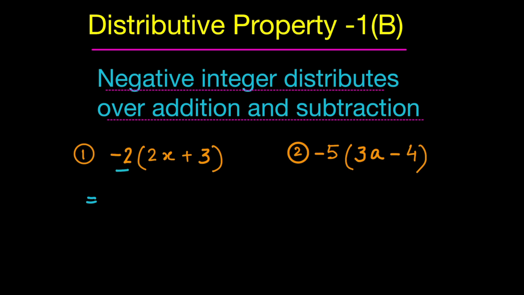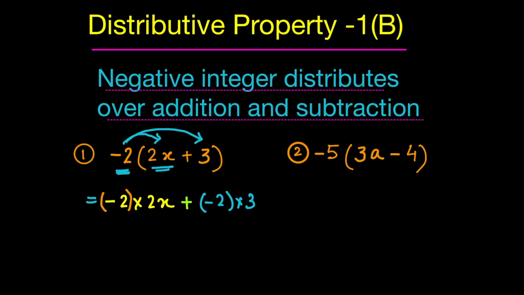So -2 times this. So first number, it's multiplied to the first number, then it is multiplied to the second number. So we write here -2 times 2x. Then we put a bracket around this -2 and we see the sign here. So this is positive. So we continue with the positive sign, and then the number which was outside, so -2. So this comes here, -2 times 3.